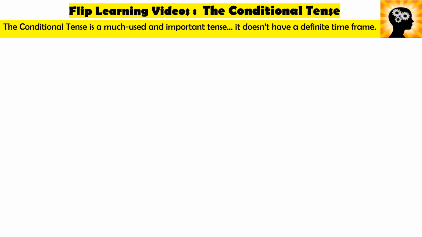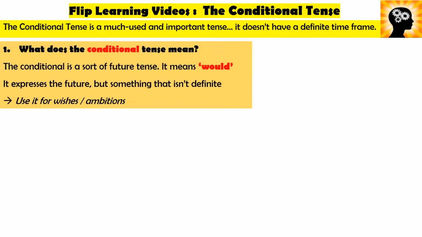So you need to remember the conditional tense means would. You use it for wishes, ambitions, something that might happen in the future, but there's conditions to it. Let me give you a clearer example.